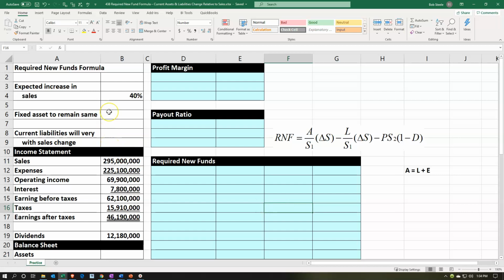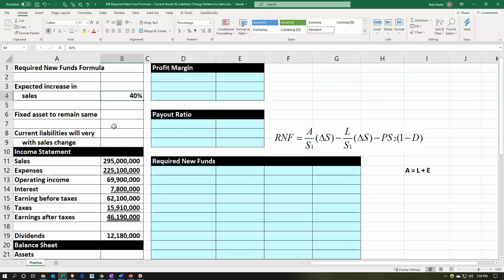We have the expected increase in sales. We're going to think that the sales are going to increase by 40%. The fixed assets are going to remain the same, so we're not going to increase the fixed assets related to the increase in the sales. This is going to be different than a prior practice problem we looked at, where we assumed that the fixed assets would have to increase in order to generate an increase in sales.